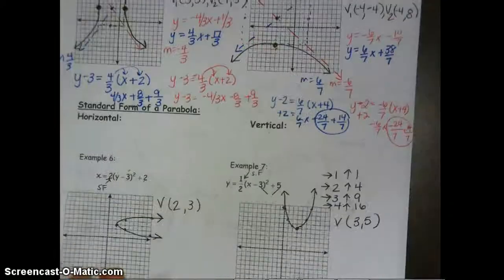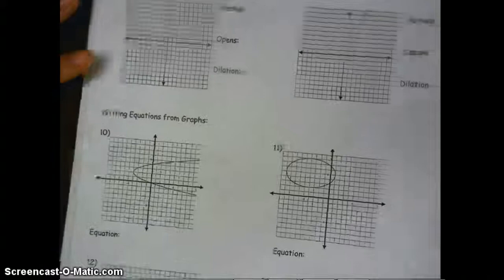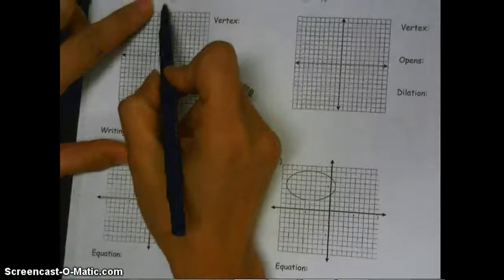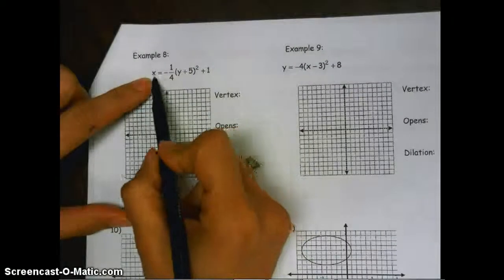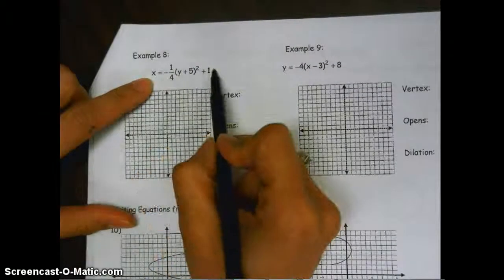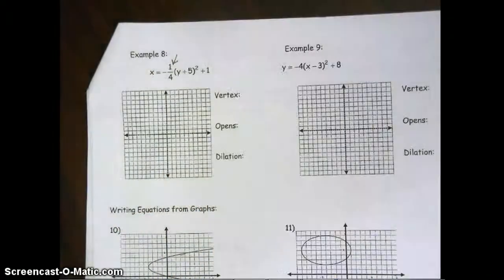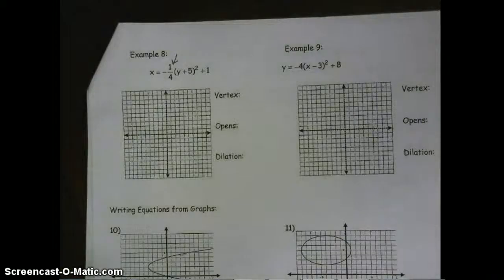Alright, so now moving on to some other ones here, other parabolas. Alright, so I have another one. Example number 8 is an x equals, so that means I'm going to be opening either left or right. Since my scale factor is negative, it means I'm going to be opening to the left this time.